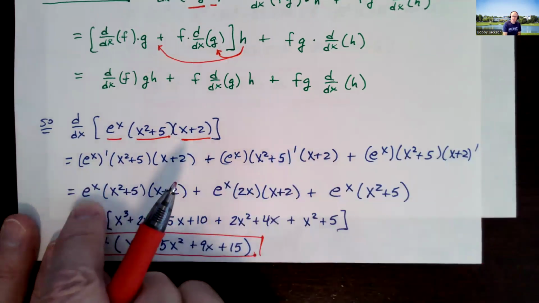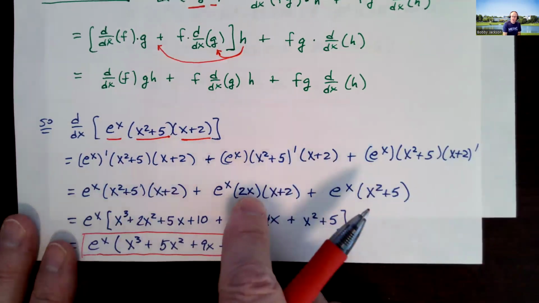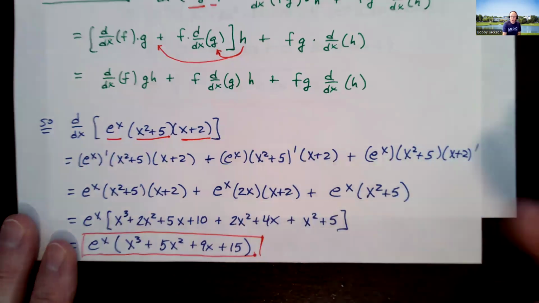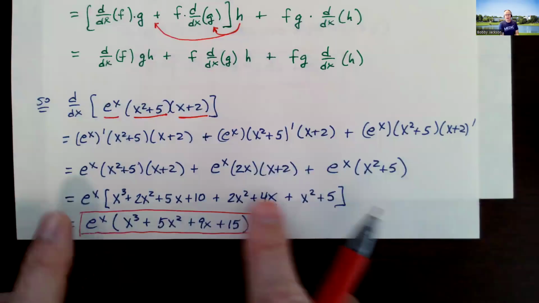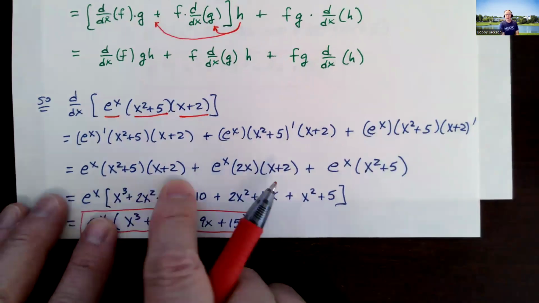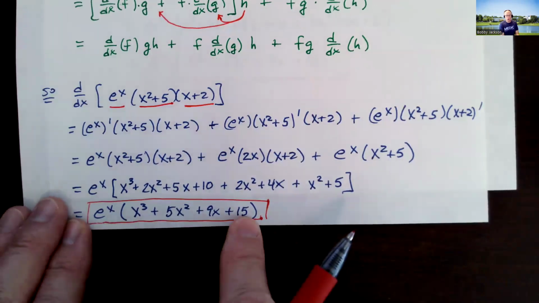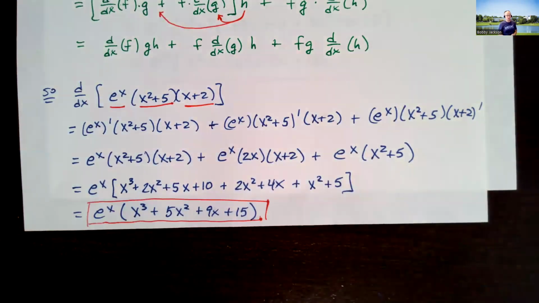Derivative of e to the x is just e to the x. Derivative of x squared plus 5 is 2x, and the derivative of x plus 2 is just 1. I get that. And now I can factor out the e to the x from all of these, expand all this out, algebra, and so on. But if you simplify it, lo and behold, you get the same thing that we got in the previous two.